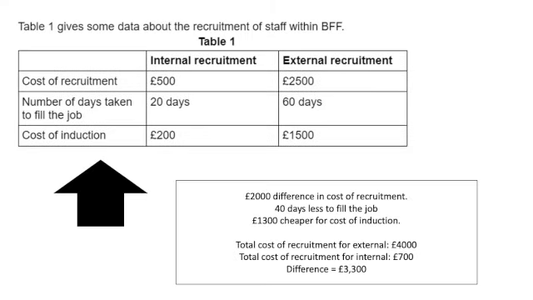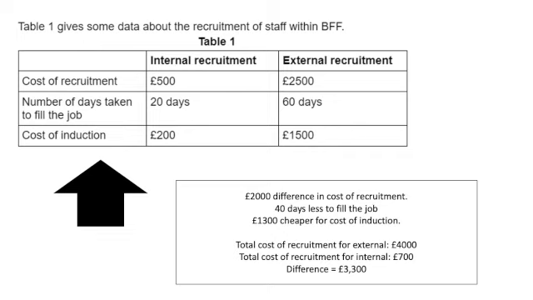So again, how could you use the data? Lots of different ways. Again, you don't have to use them all, but there's a £2,000 difference in the cost of recruitment, 40 days less to fill the job, £1,300 cheaper for the cost of induction. And all these figures are quite easy to quickly calculate. You just have to be in the position that you know you have to calculate so you don't hesitate and you're productive with the data.